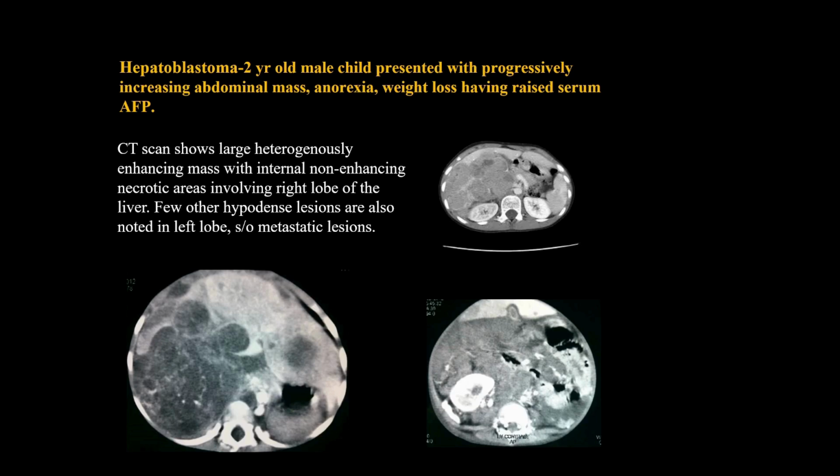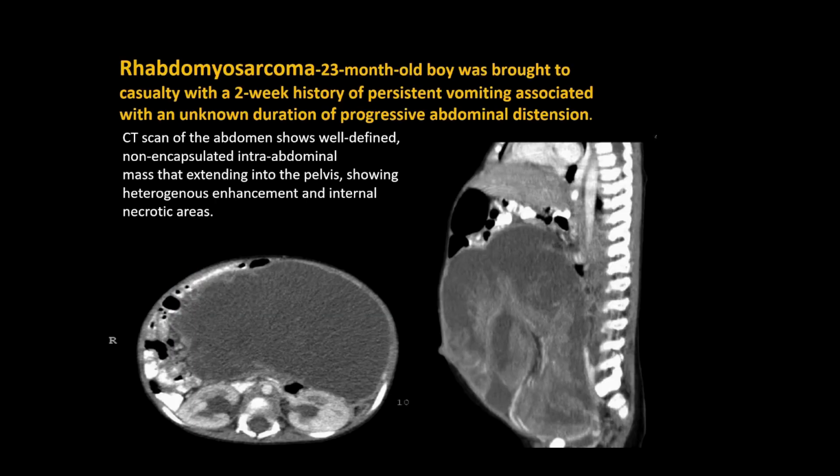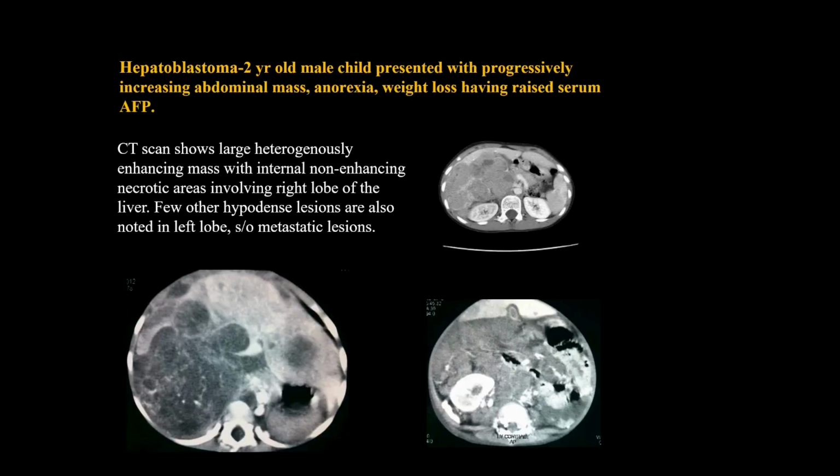Next is a 2-year-old male presenting with a progressively increasing abdominal mass, anorexia, and weight loss, having raised serum AFP. CT scan shows a large heterogeneously enhancing mass with internal non-enhancing necrotic areas involving the right lobe of the liver. A few other hyperdense lesions are also noted in the left lobe, suggestive of metastatic lesions. This was a case of hepatoblastoma, as the raised AFP suggested, and histopathological diagnosis confirmed these findings.